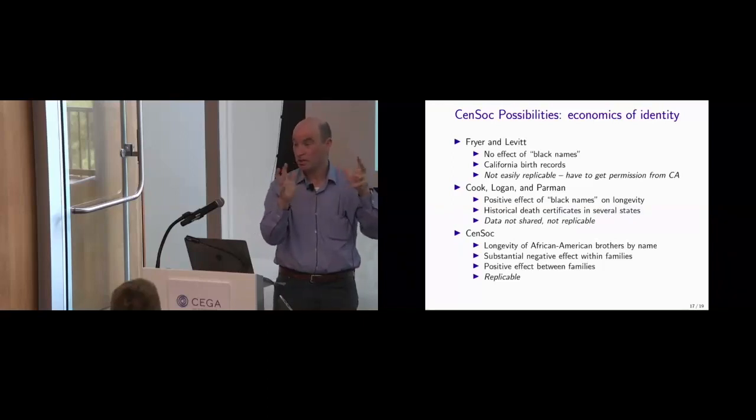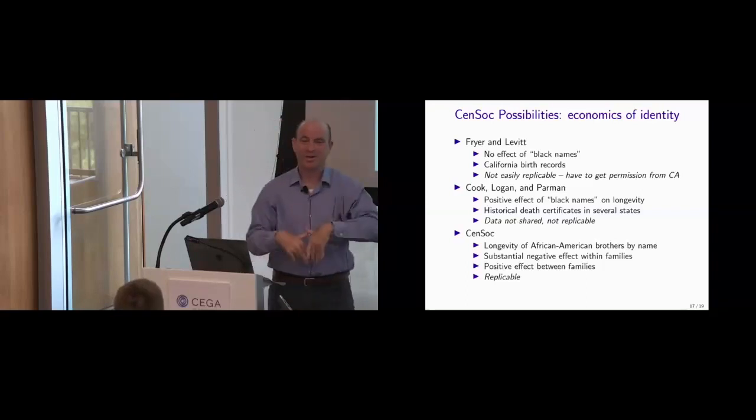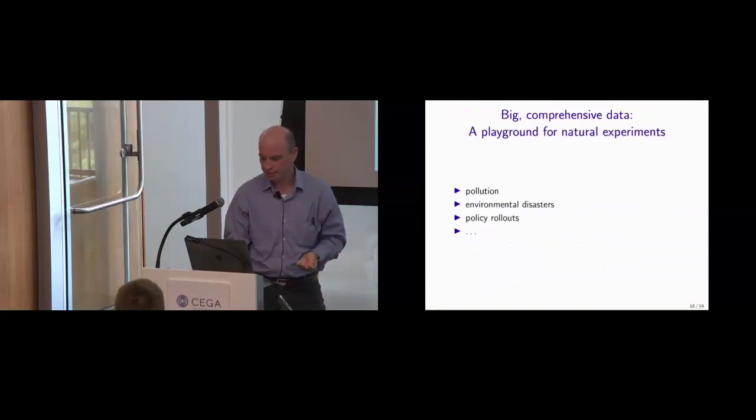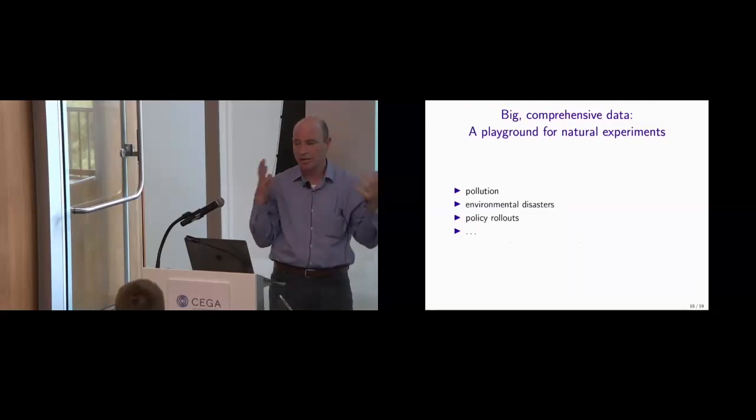So that's a very interesting question, and I should say this paper is in progress, so I would love to share it with you, but we're not done. But the point here is that there are contentious areas where replicable research is needed. And then of course, you have this big data set with complete coverage in the United States.